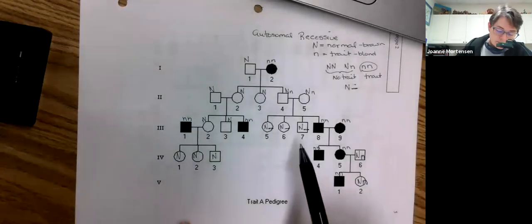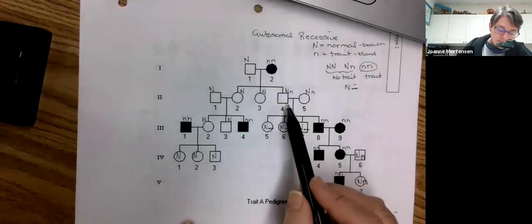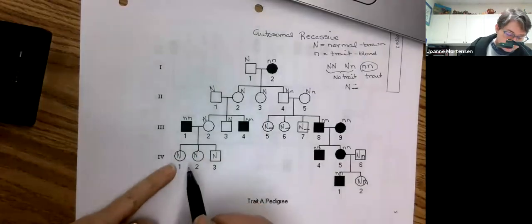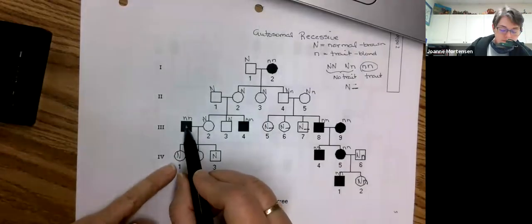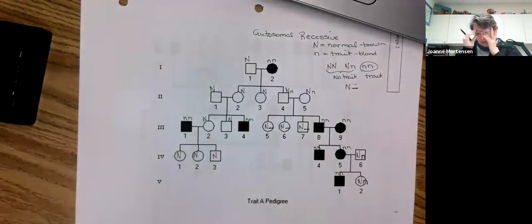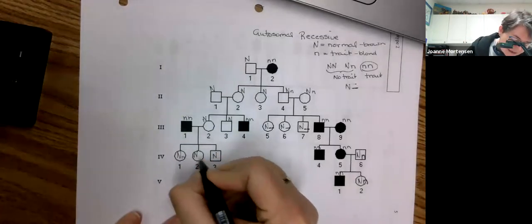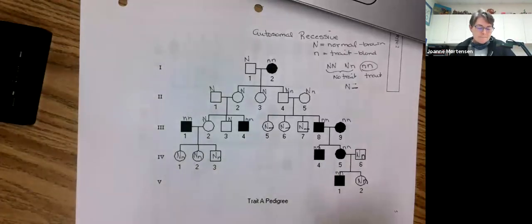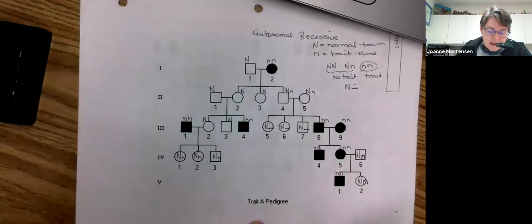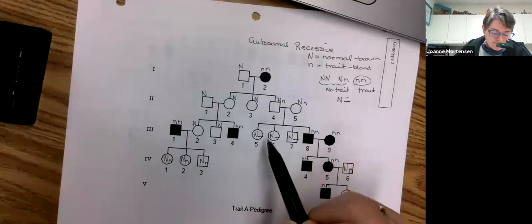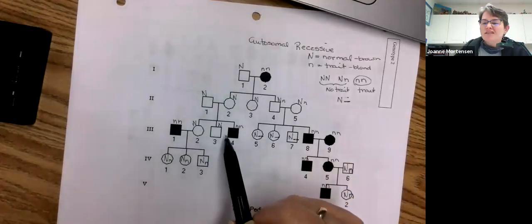Okay. I don't know. Let's go over here. Dad has got 2 little n's, so the only thing he can pass down to the next generation is a little n. So these guys, ladies and gentlemen, are all carriers. Now it's getting scary. I'm not sure. So I'm getting a little confused. So I'm going to start at the top.